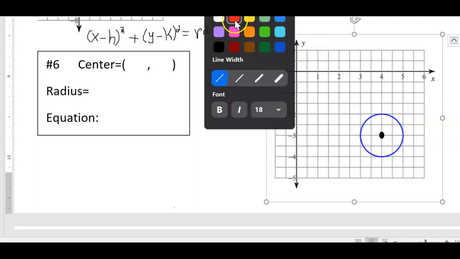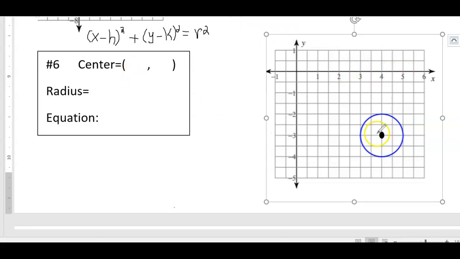Find your center. Okay, my center is 4, -3. So you go across 1, oh, it's counting by double 2. So 1, 2, 3, 4. And then you're going to go down 1, 2, 3. This is tricky, but see how it's counting? So 4, -3 is my center.